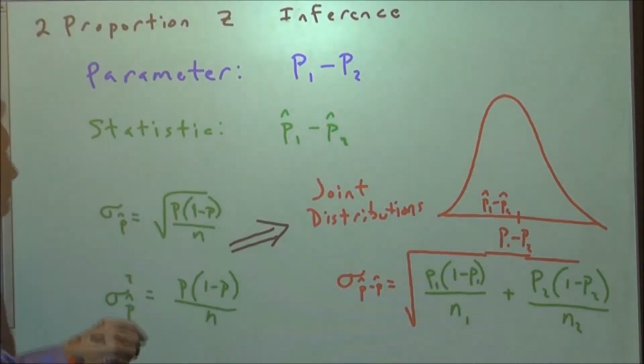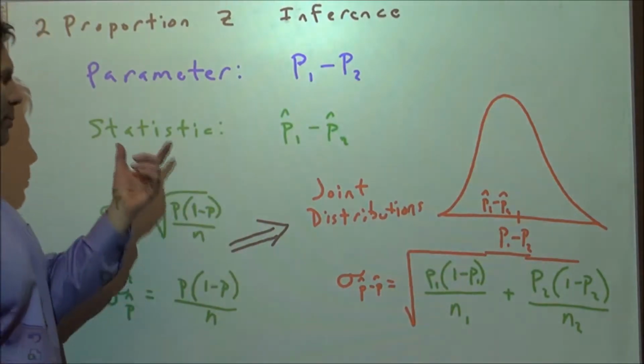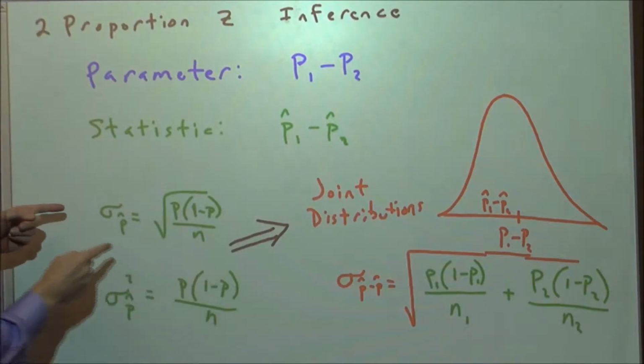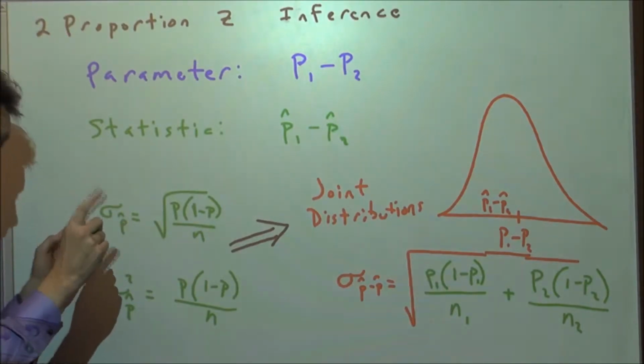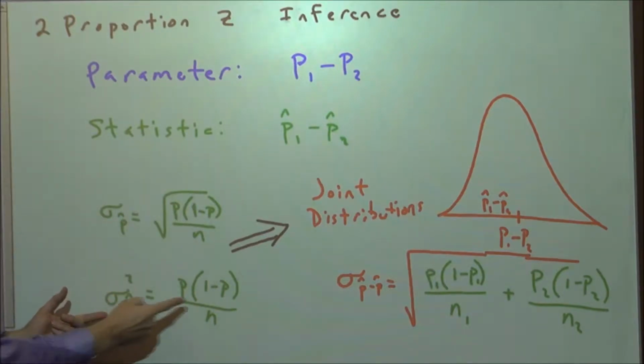In two proportion Z inference, the parameter that we're going to be looking at is the difference of two population proportions, so our statistic will be the difference of two sample proportions. Recall the standard deviation formula for one sample proportion and its distribution right there. If we square it to get variance, it looks like this.